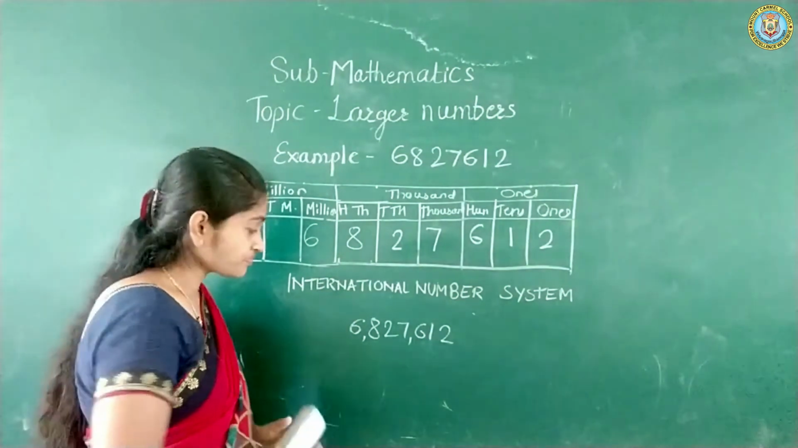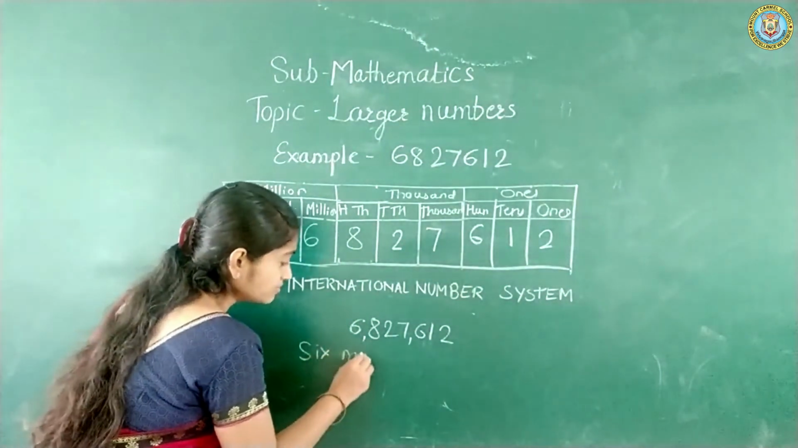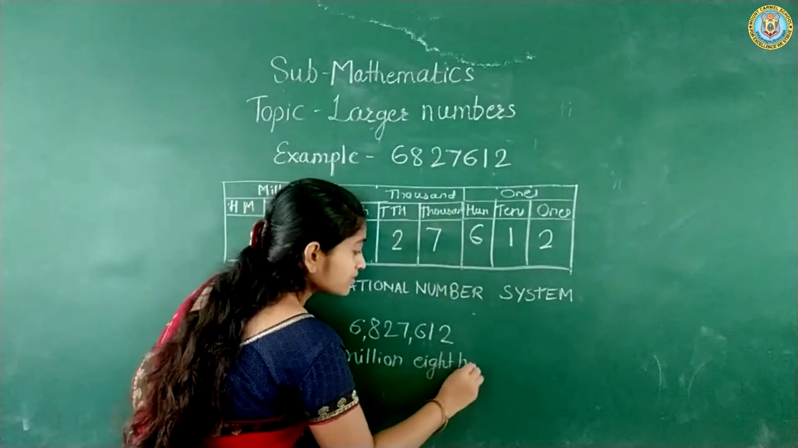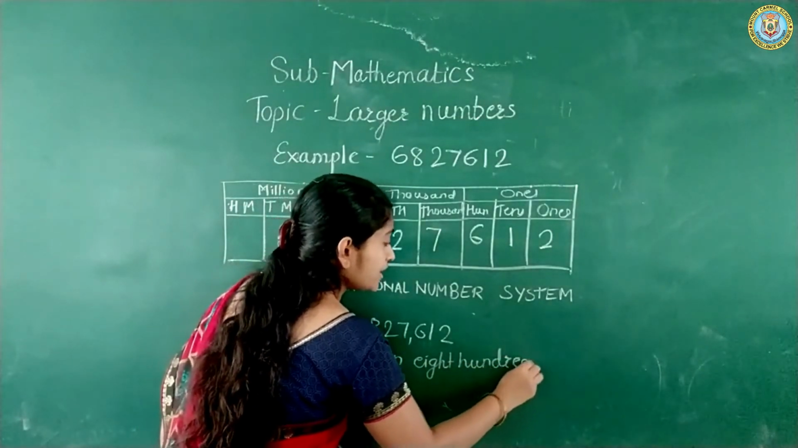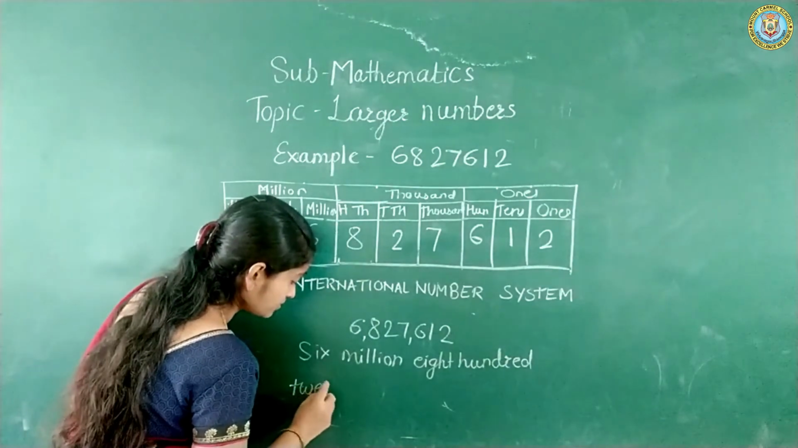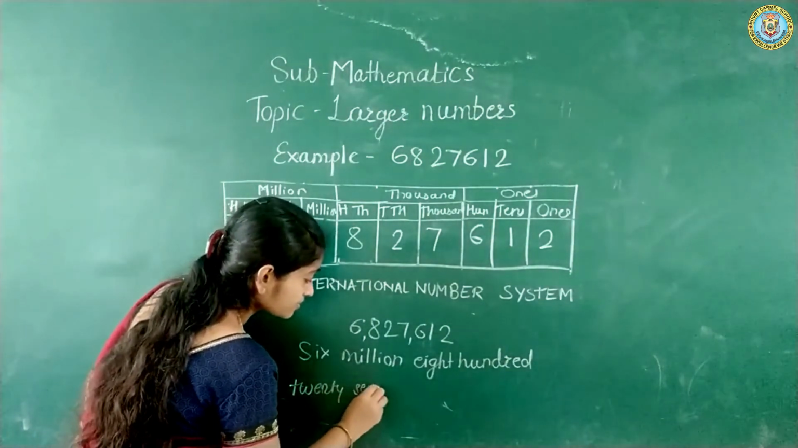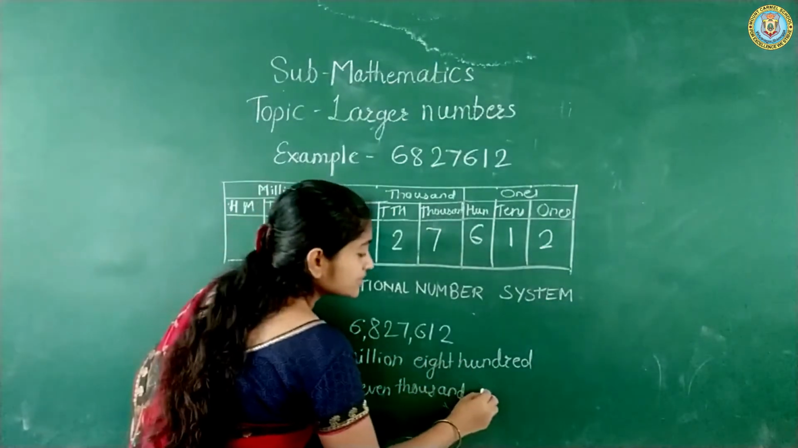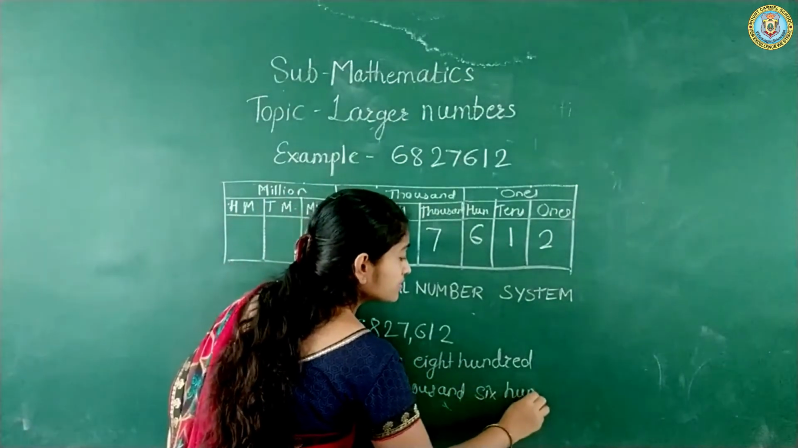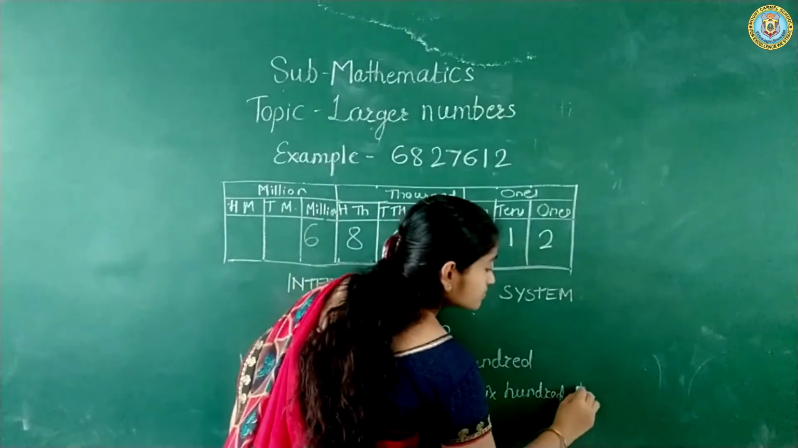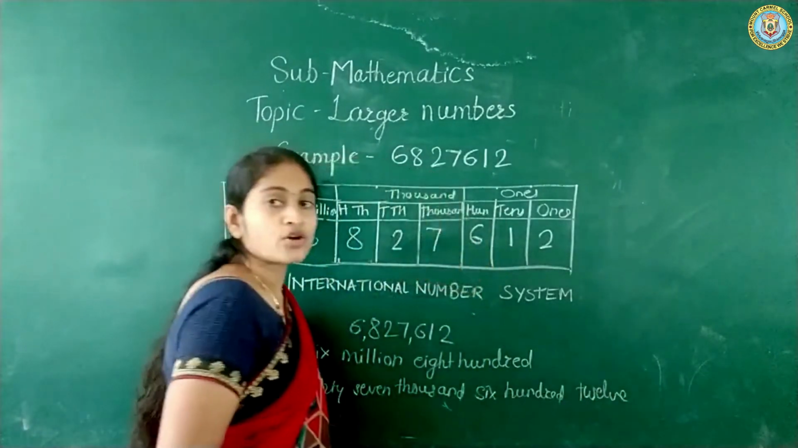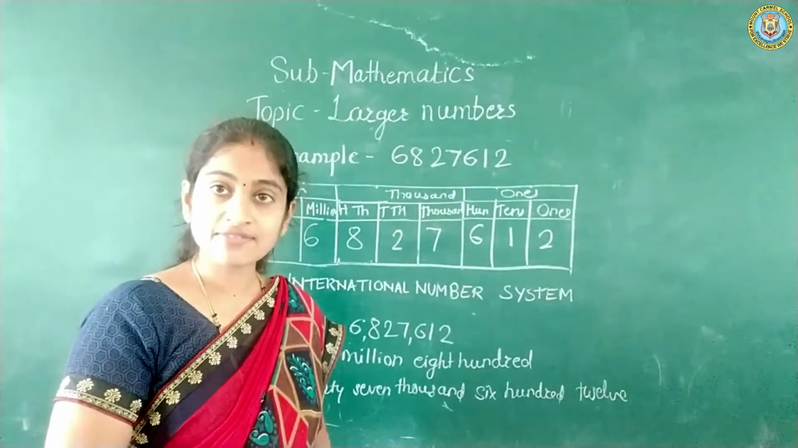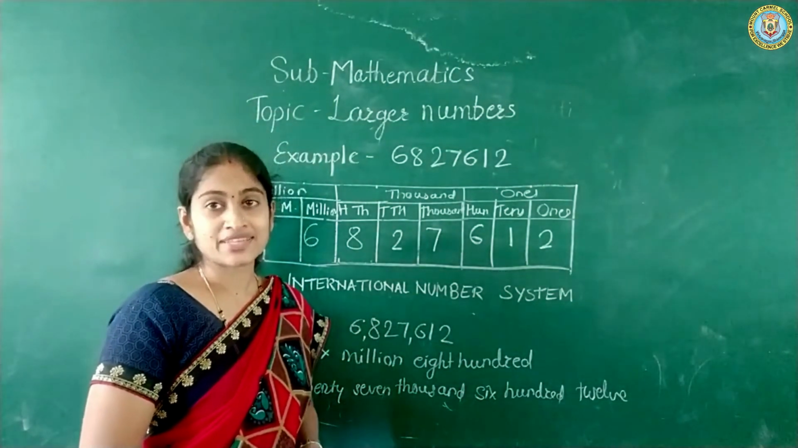6 million 800 27,612. Okay, my dear students, this is about how to read and write numbers in the Indian place value system and also in the international place value system.